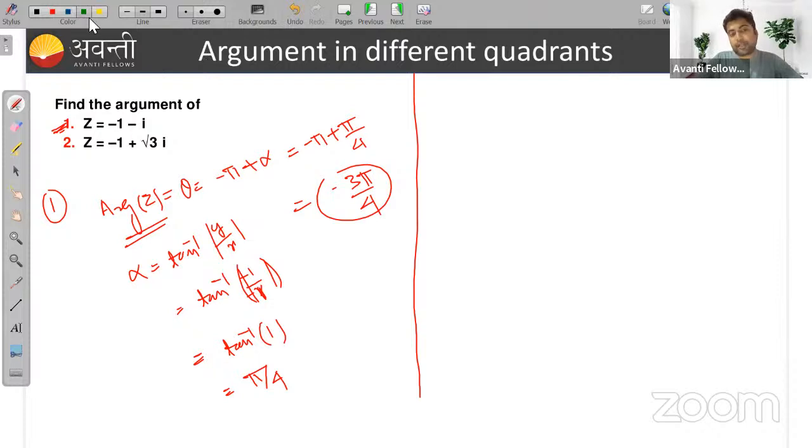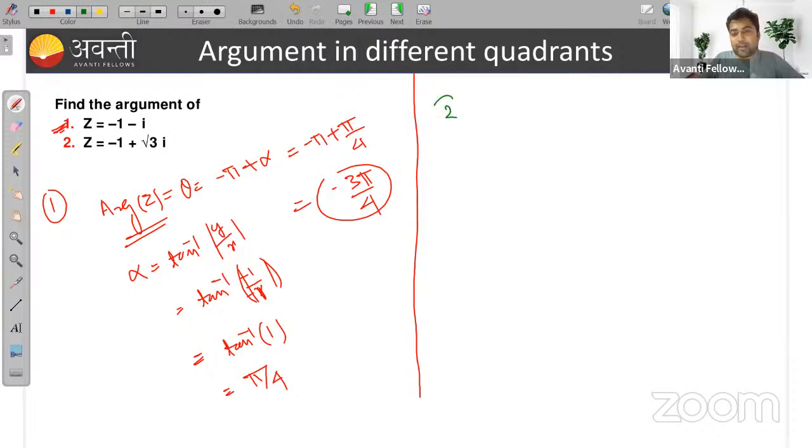What is the argument of the second complex number? First, observe where the complex number is lying. That is minus 1 plus root 3, so negative real axis, then plus. That means it is lying in the second quadrant. Is it or not? Yes.